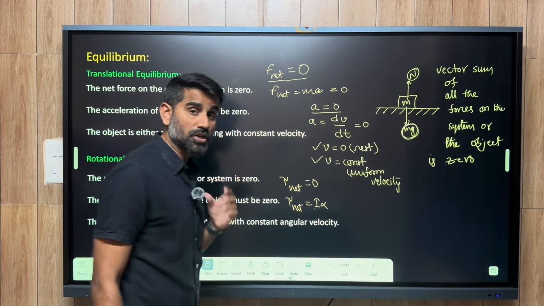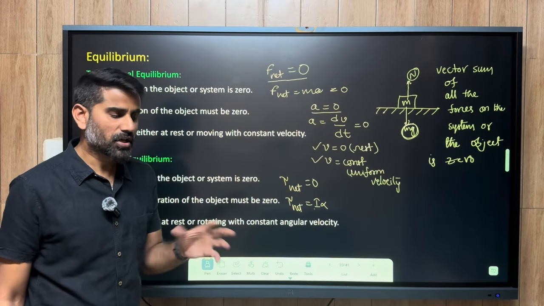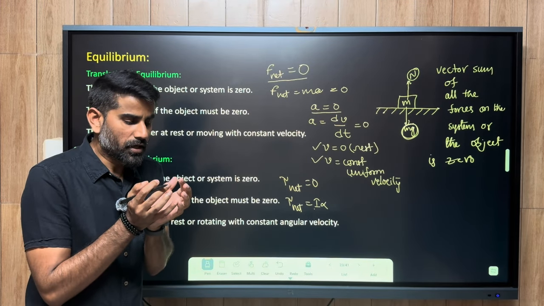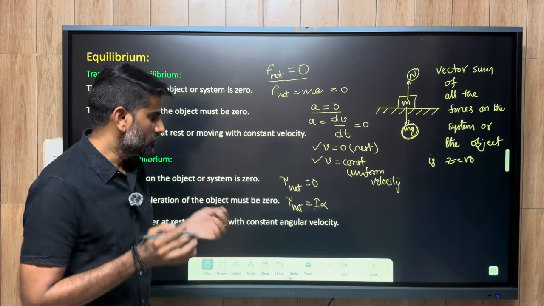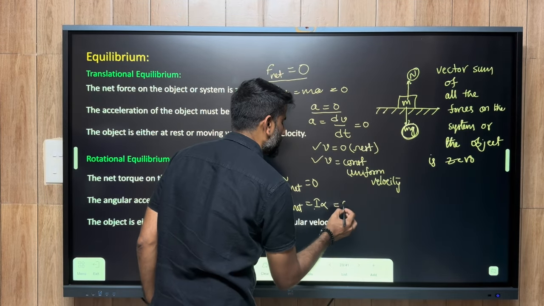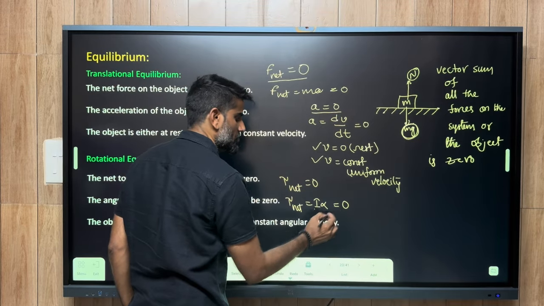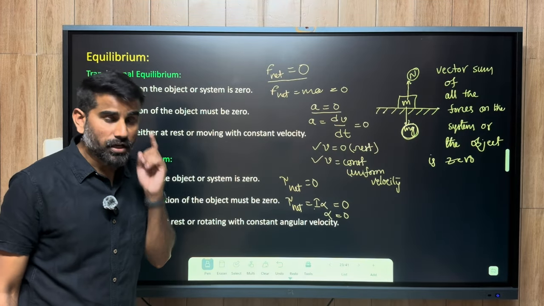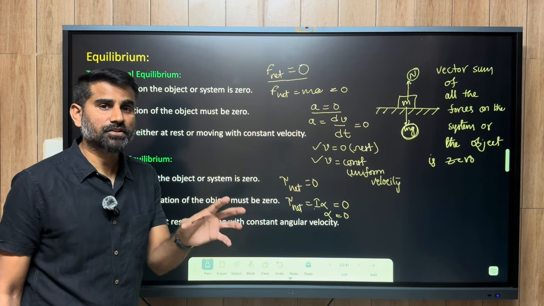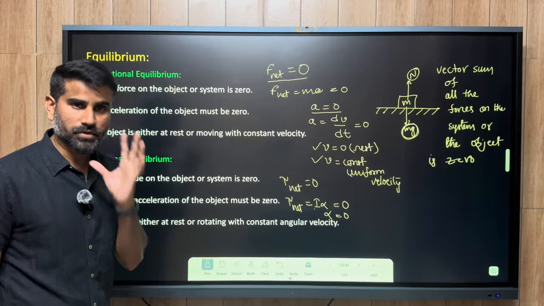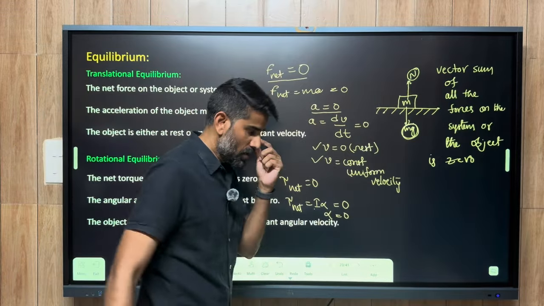So I, the moment of inertia of the object, cannot be 0 because objects have certain shape or size and mass. So I cannot be 0. As net torque on the system is 0 and I cannot be 0, alpha must be equal to 0 if the object or the system is said to be in rotational equilibrium. Hope my point is clear to you, right? So alpha is equal to 0.